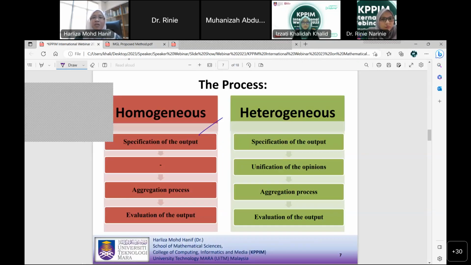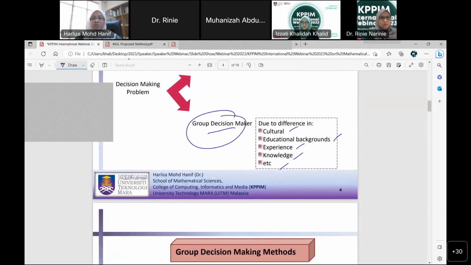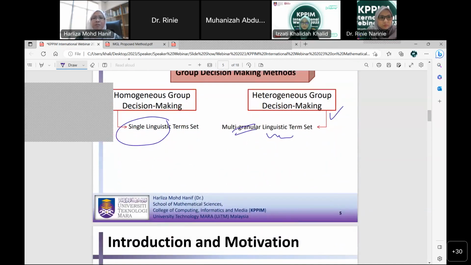Why do we need to give the flexibility? It's because of this, the one that I mentioned just now. Due to the cultural, educational background, experience, knowledge, etc., does it produce a different opinion on something? For example, let me give you a brief example.